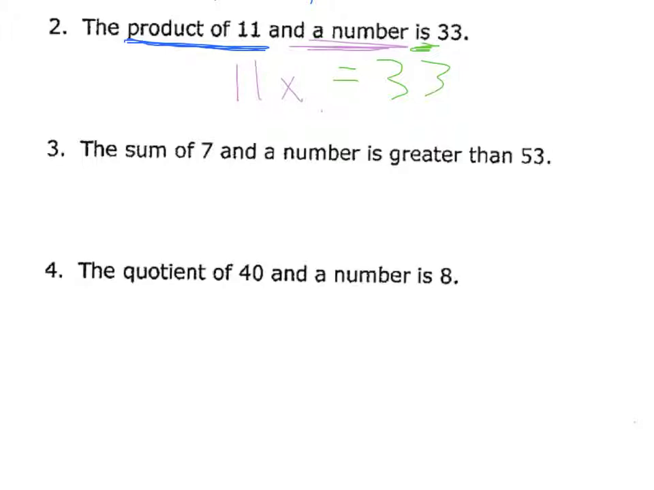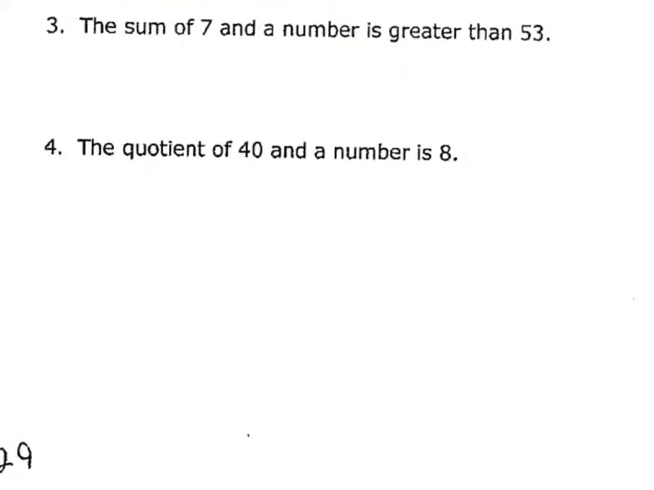Let's try a couple more. You just have to get the hang of these, and you'll end up getting them. They're not so bad after a while. Let's look for our keywords in number 3. This time it says the sum of, remember sum refers to addition. It says the sum of 7 and a number, so we're going to add 7 and a number, just being any variable. We're going to choose x.